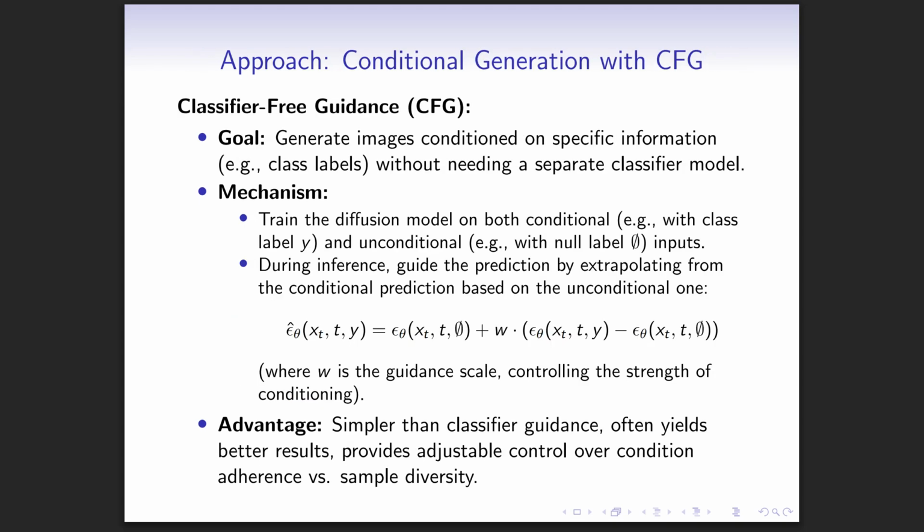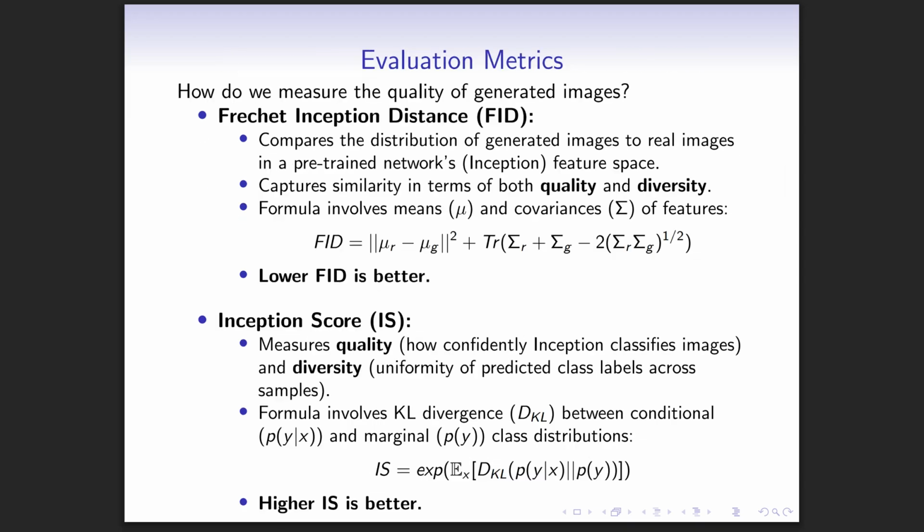And finally, for conditional generation, to get specific classes, we use classifier-free guidance, or CFG. We train the model sometimes with class labels, sometimes without. So at inference, we combine predictions from both scenarios using a guidance scale w to steer the output towards the desired class without needing a separate classifier. We evaluated it using standard metrics like FID, where lower is better, which measures distribution similarity, and also Inception Score, where higher is better, which measures quality and diversity.